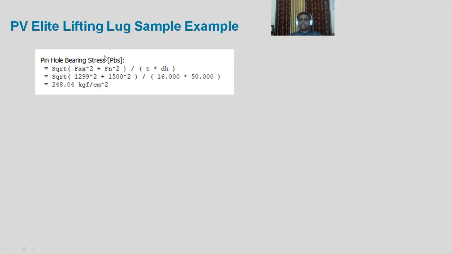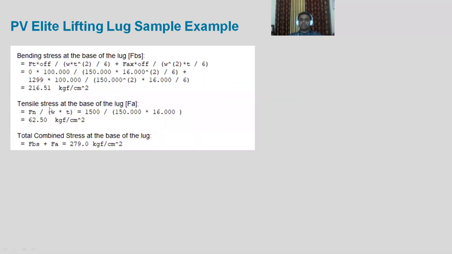So that has been considered, and what will be the bearing area? That will be equal to the diameter into the thickness of that lug. So the diameter of the hole, or diameter of the pin rather, dh multiplied by thickness. So this will give us the bearing stress. So that bearing stress also needs to be lesser than the allowable. Then the tensile stress at the bottom of the lifting lug. So tensile force is how much?